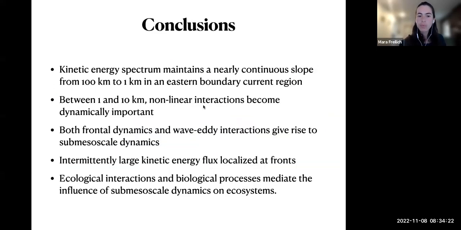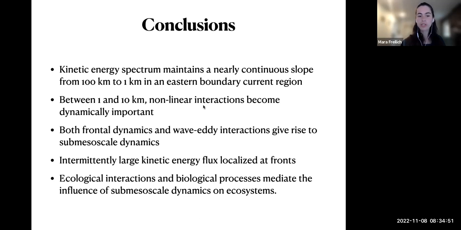And so to wrap up, what we found using these observations from DopVis is that the kinetic energy spectrum maintains a nearly continuous slope from mesoscales of hundreds of kilometers to 1 kilometer in this eastern boundary current region. And between scales of 1 and 10 kilometers, nonlinear interactions become dynamically important. And I introduced a tool that allows for diagnostics of these sorts of nonlinear dynamics.